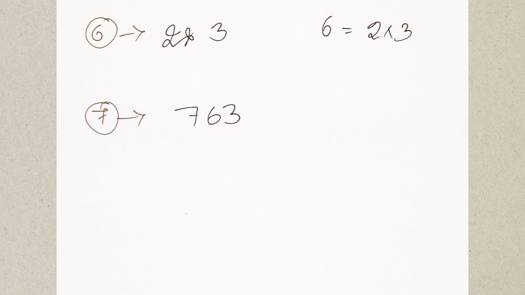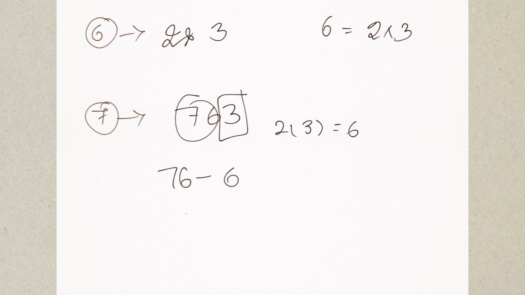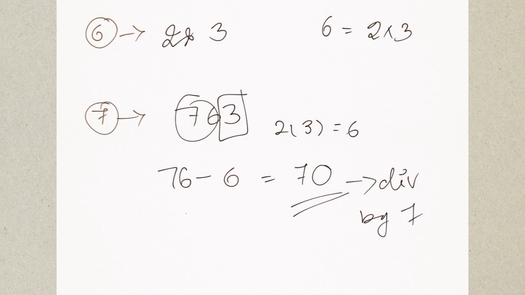First, what you have to do is take the units digit and multiply it with 2, and subtract from the rest. Understood? 76 minus 2 times 3, which is 6, is equal to 70. See, if this number is divisible by 7, then the entire number is divisible by 7. So 70 is divisible by 7, so 763 is also divisible by 7.